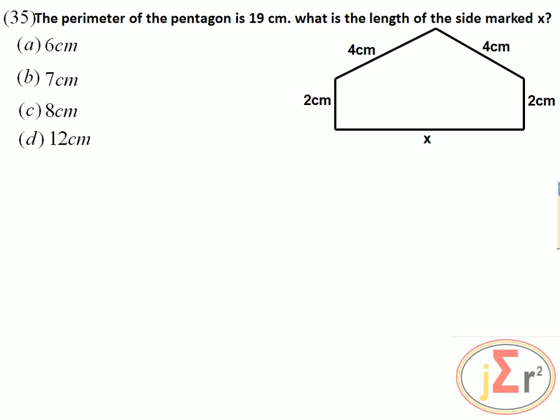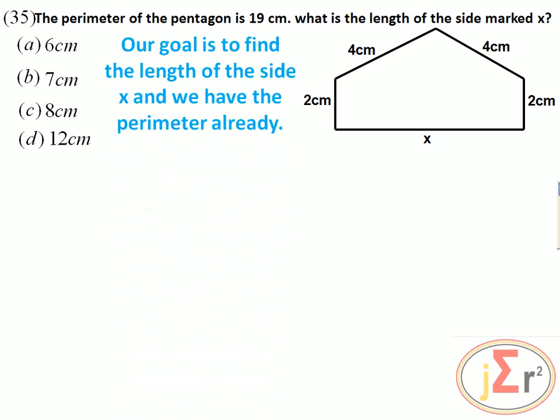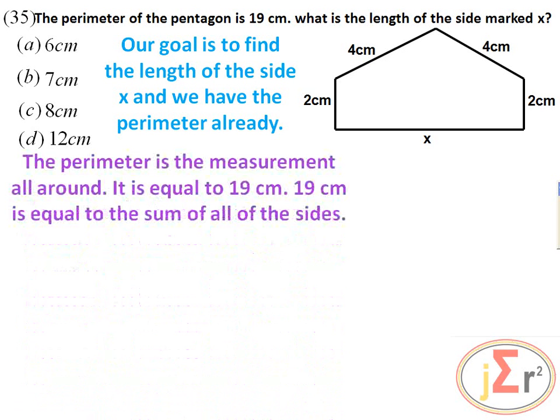The perimeter is round. Right. It's the measurement all the way around the object. So the perimeter will be the measurement all the way around. Our goal is to find the length of the side X, and we have the perimeter already. So the measurement all the way around is already given to us, and it is given to us as 19 centimeters. The perimeter is the measurement all around. It is equal to 19 centimeters.